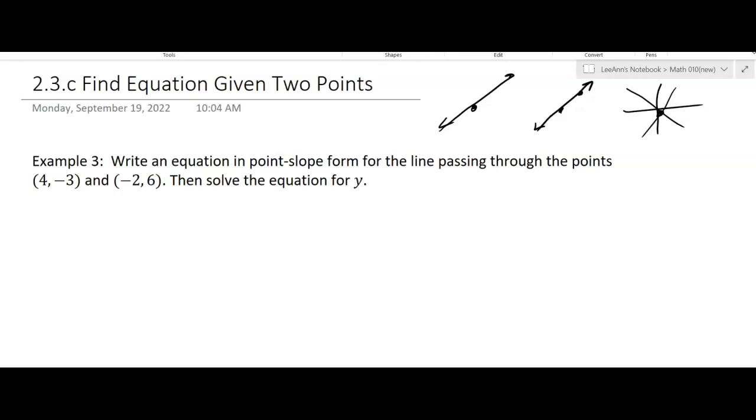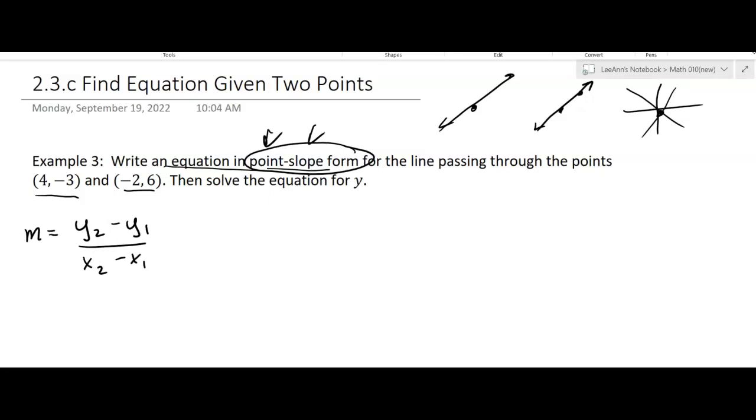Okay, so in this example, they want us to write an equation in point-slope form. And the line passes through the points, and it gives us 2 points. Now, they didn't tell us the slope. So in order to use point-slope form, you have to know a point and you have to know the slope. But we can figure out the slope because we have a slope formula. So we're going to use our slope formula to get the slope.